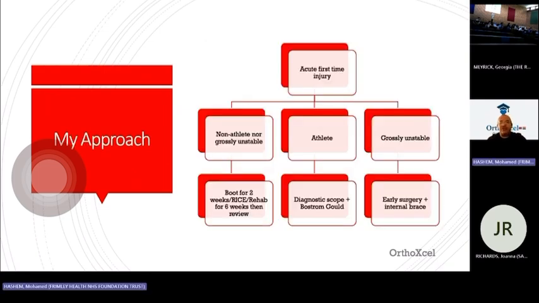So what's my approach in this? If I have a patient with an acute first-time injury, I do a careful examination and ensure there are no mechanical symptoms. If the patient is not an athlete or grossly unstable, I will put him or her in a boot for 2 weeks with rest, and rehabilitation from 2 weeks onward for at least 6 to 12 weeks with physio. Then I see them at the 6 week point and plan when I will allow them to go back to normal activities. If the patient is an athlete, I will go directly for diagnostic scope and Broström-Gould. If the patient is grossly unstable, I will add an internal brace.